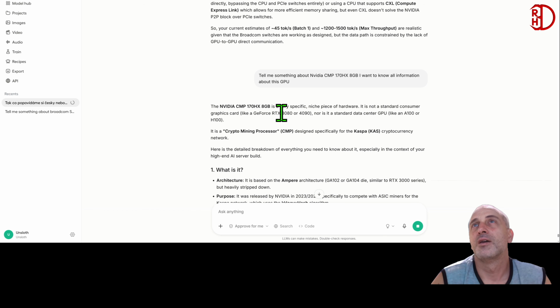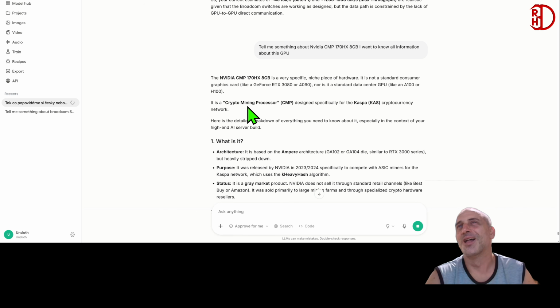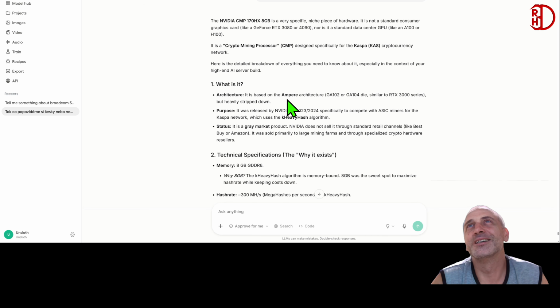Okay. So it is a very specific, niche piece of hardware. It's not a standard customer, it's not a standard data center card. It's a crypto mining processor. Yeah, that's lovely. Now we know exactly why it is CMP, because it's a crypto mining processor. That actually I didn't know. Okay, so I got some kind of new information.